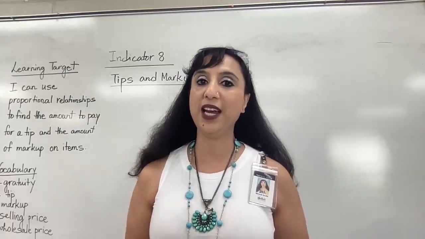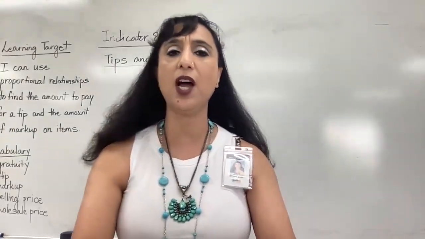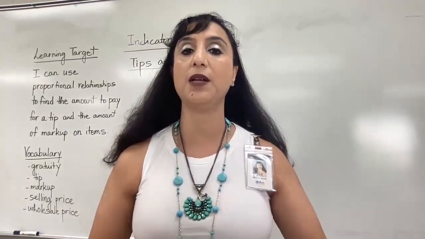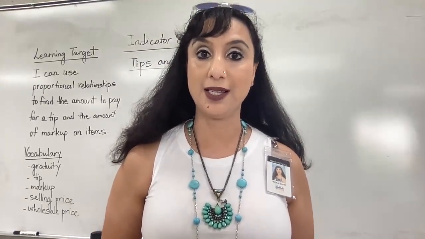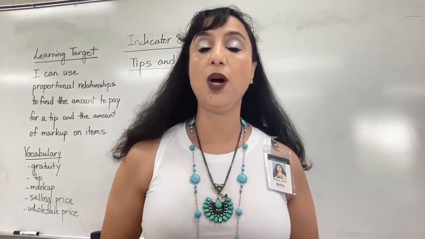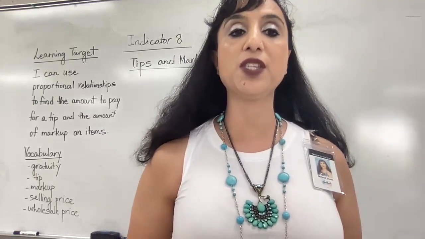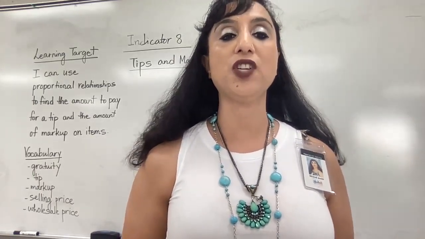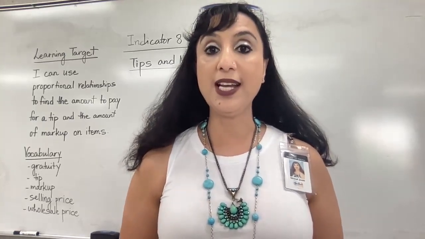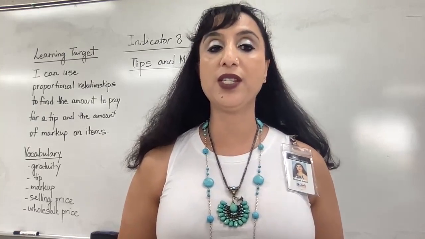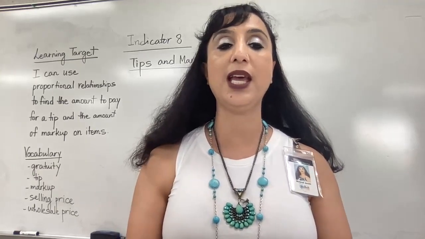So, next part of indicator 8, we are going to talk about tips and markups. A lot of the stuff that we do with tips and markups, the way of solving it is a lot like what we had done with taxes earlier. So, let's go ahead and look at our learning target. I can use proportional relationships to find the amount to pay for a tip and the amount of markup on items. Okay, so we'll be learning some new vocabulary words: gratuity, tip, markup, selling price, wholesale price.